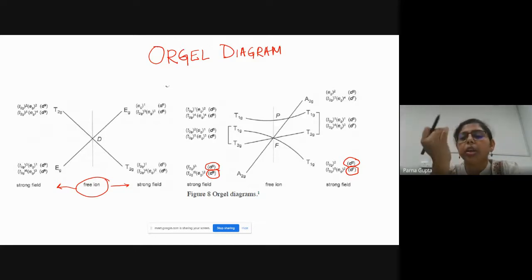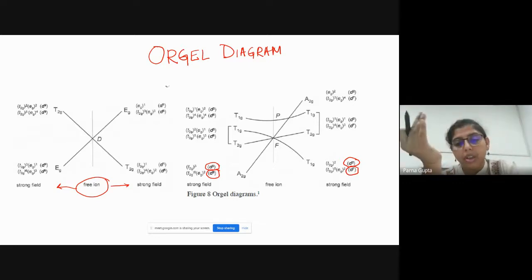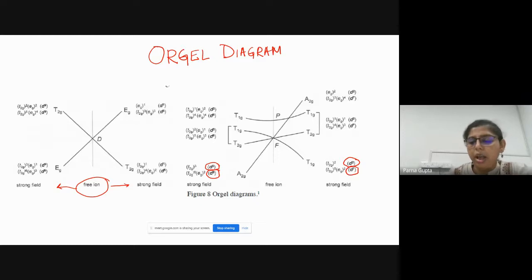But for the D3 system, again, you have to find out the ground term. What is the ground term? This ground term is A2G. Then you see that in that case the ground term is A2G, and how does it happen?